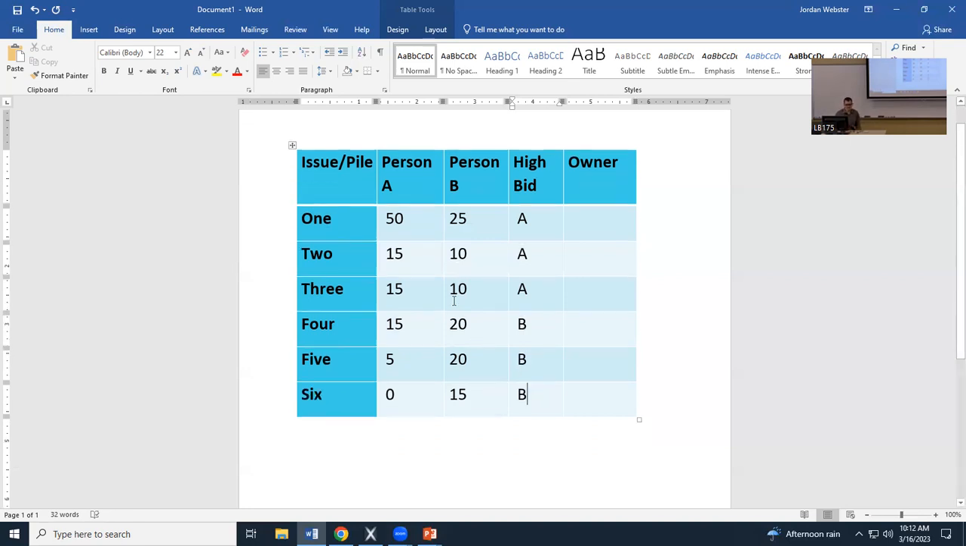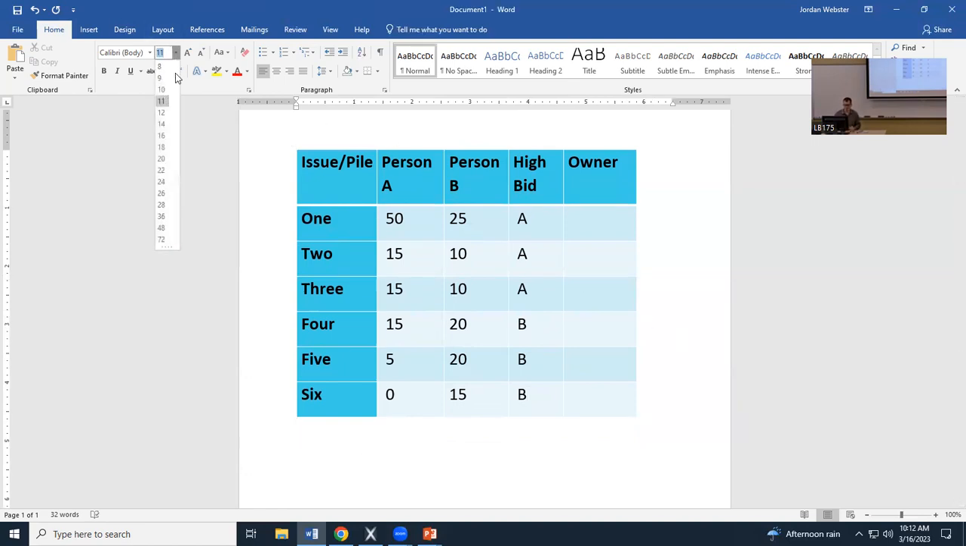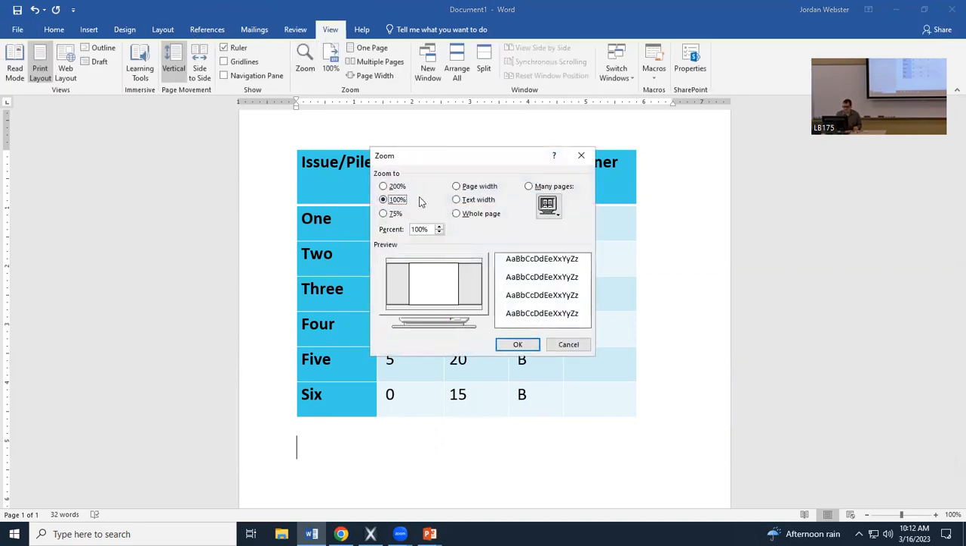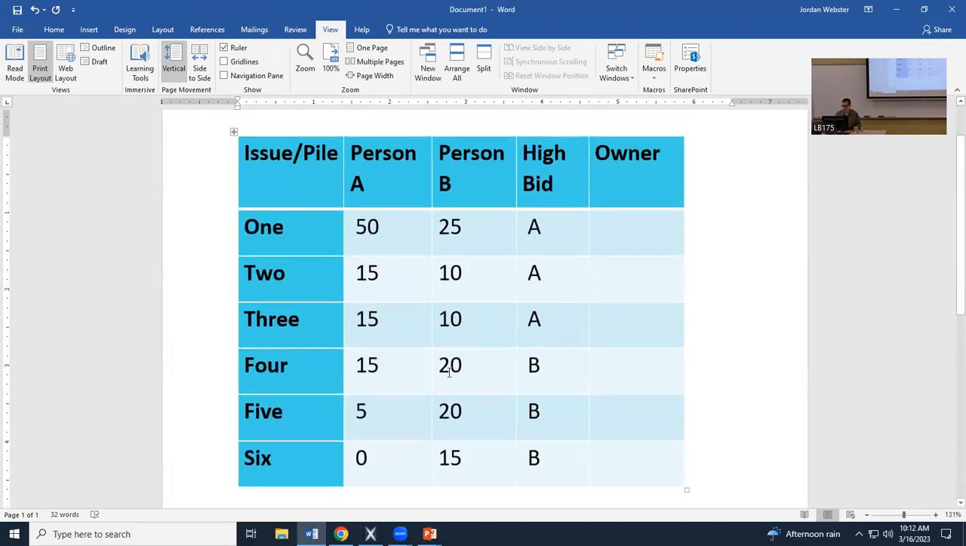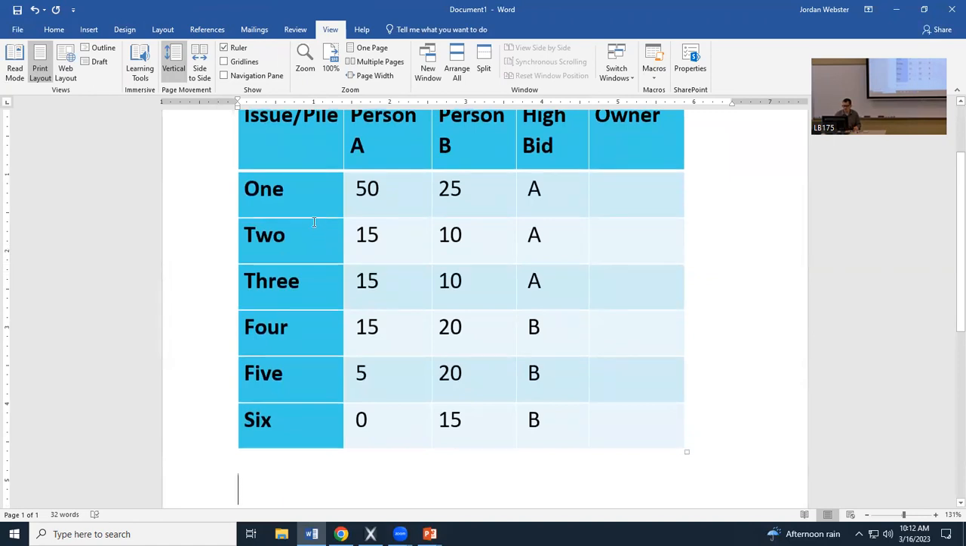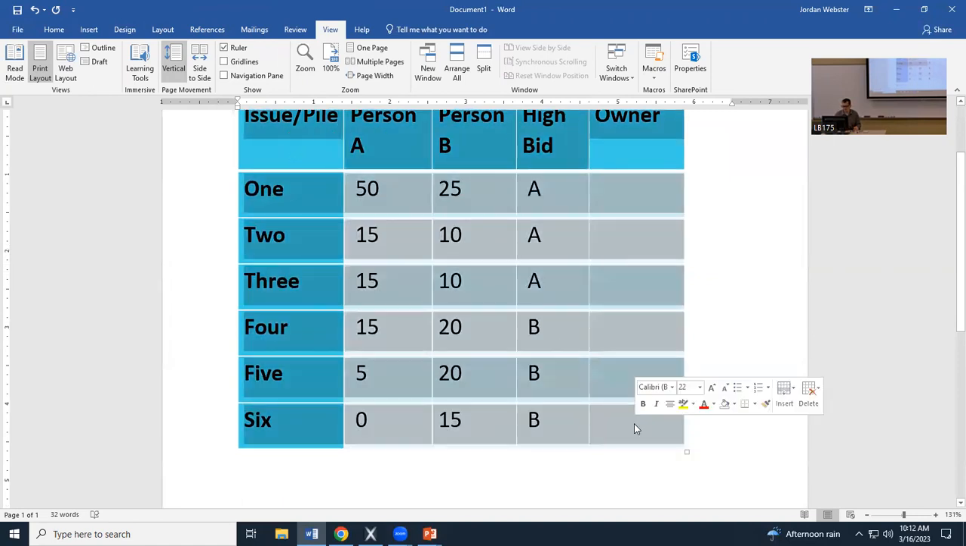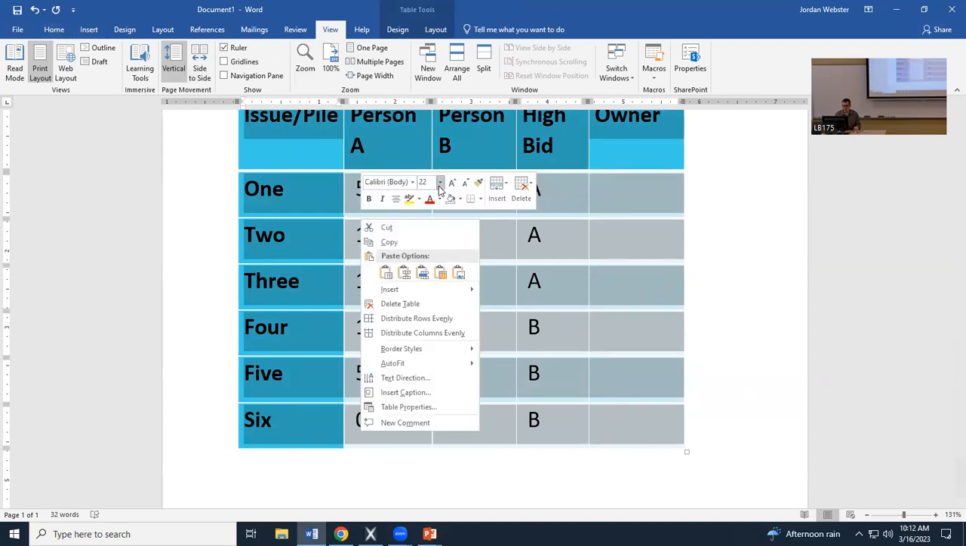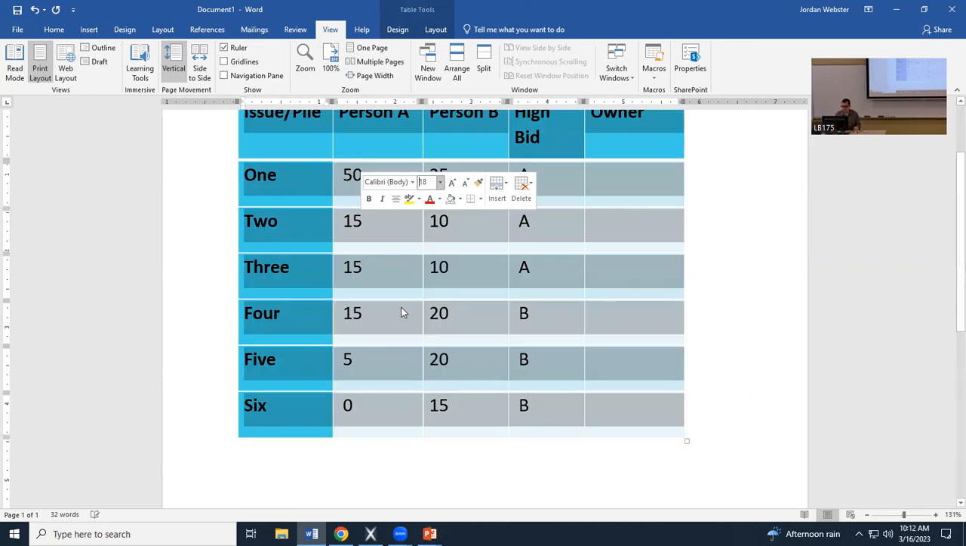All right. Now, after we've done this, I'm going to zoom a little bit, sorry. A little wider. That's better.